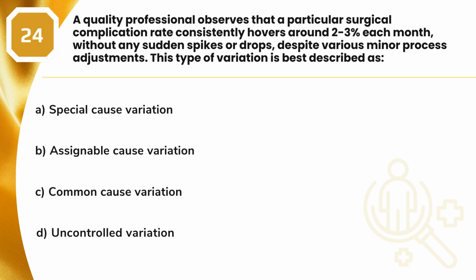Question 24. A quality professional observes that a particular surgical complication rate consistently hovers around 2 to 3% each month, without any sudden spikes or drops, despite various minor process adjustments. This type of variation is best described as A. Special cause variation. B. Assignable cause variation. C. Common cause variation. D. Uncontrolled variation.